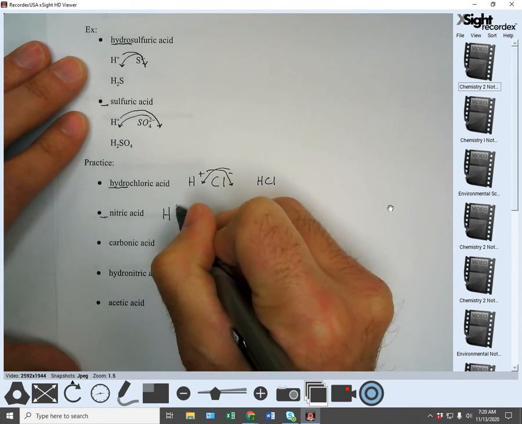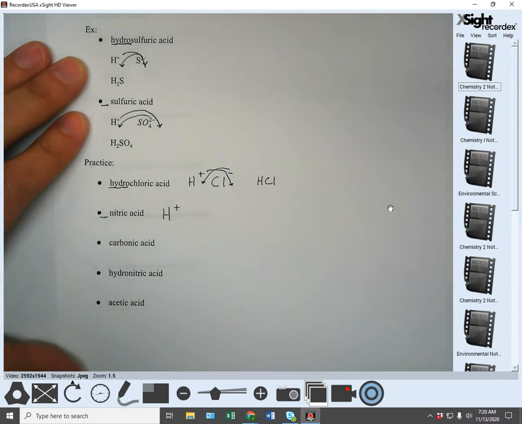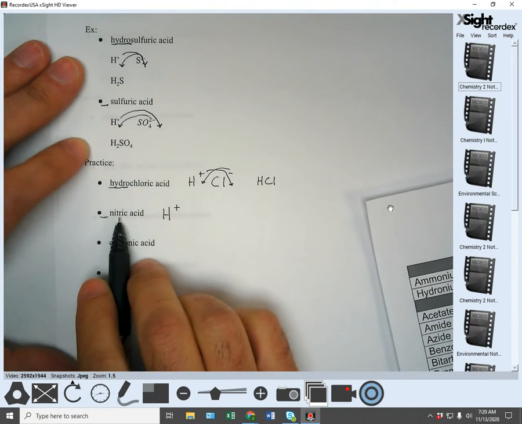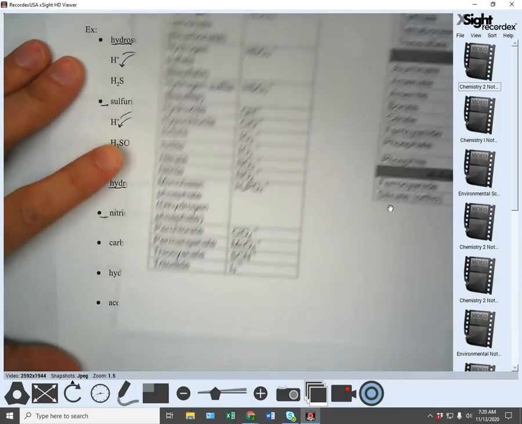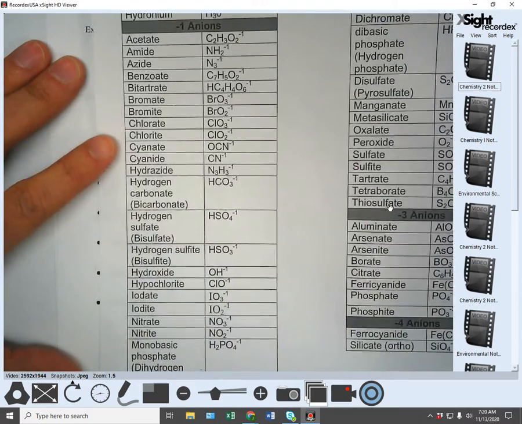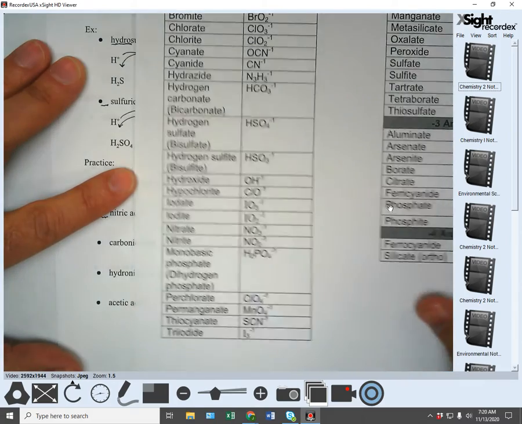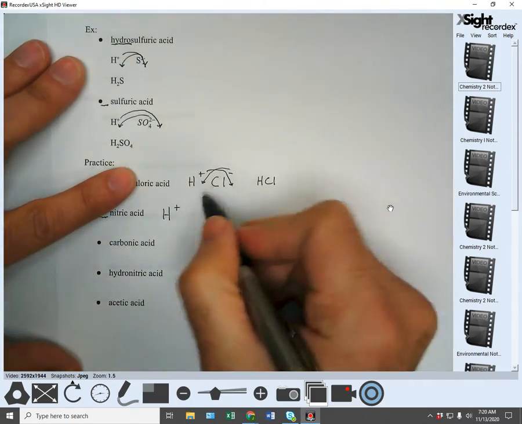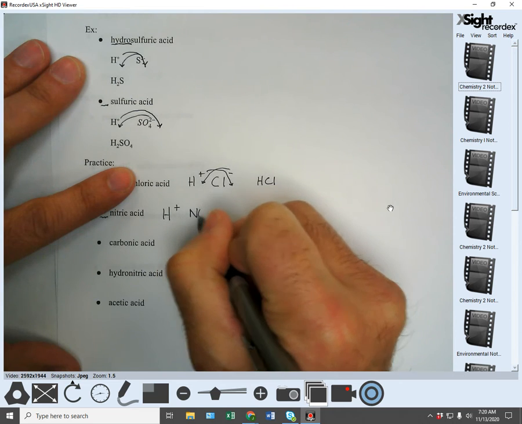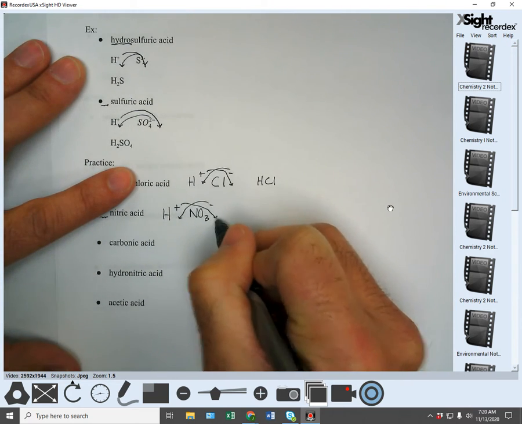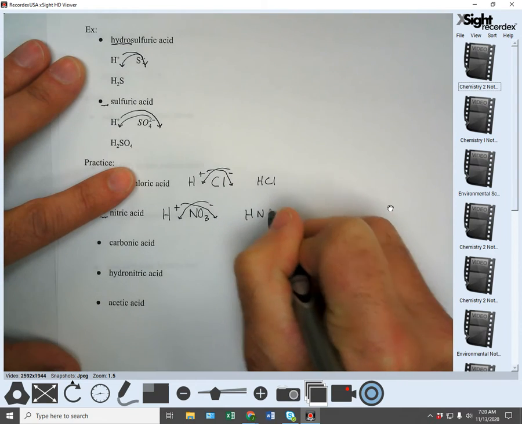Nitric acid, no hydro. So again, acids start with H plus. That means I go to my polyatomic ion sheet, and I want to find the thing that's got nitric, so it'd be nitrate. I find, let's see, where is it? Nitrate here, NO3 -1. So cross down, we get HNO3.